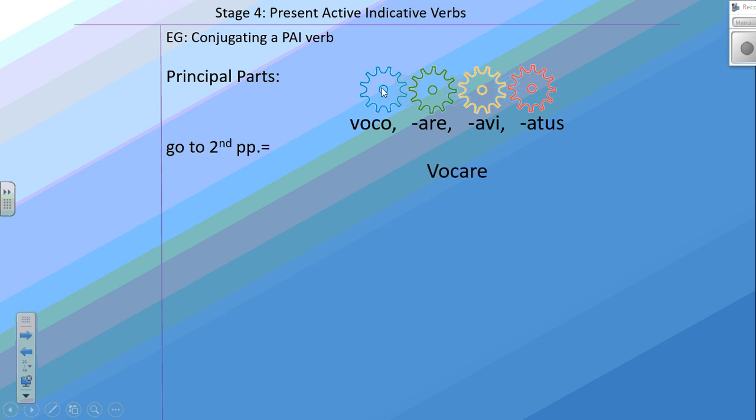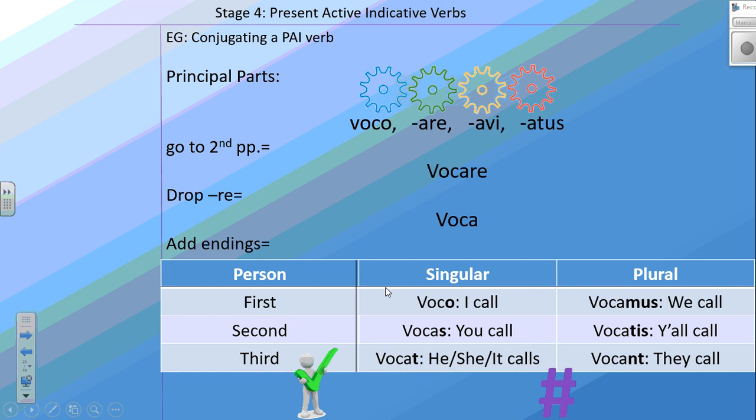So we go to our second principal part and we get vocare. Next, we drop the -re, so do that. We get voca, and now we have our verb stem. Then we add our endings to it. The first person singular ends in -o, remember the rhythm? -o or -m, -s, -t, -mus, -tis, -nt. Well, that -o is already there in the first principal part. The first principal part, like I said earlier, is the first person singular present active indicative, right?